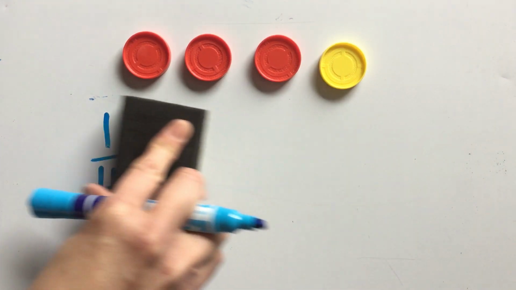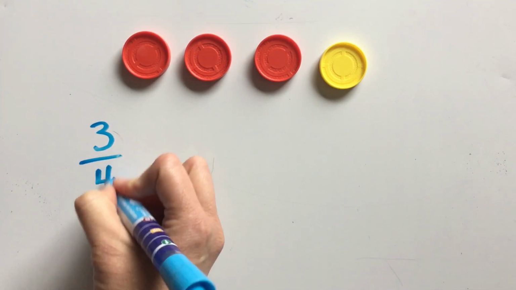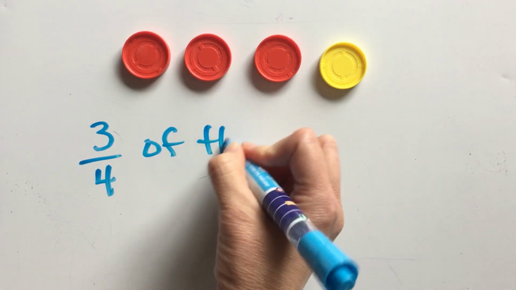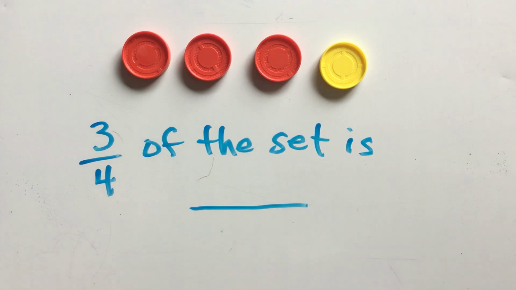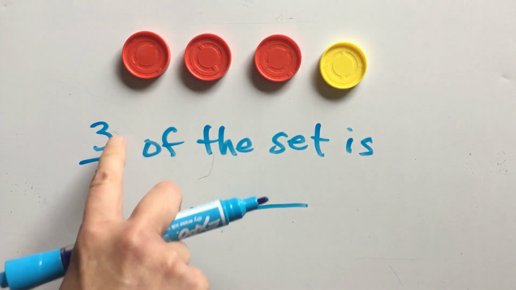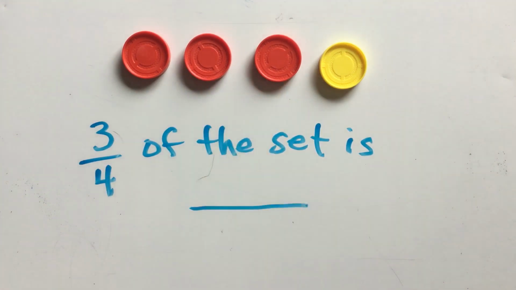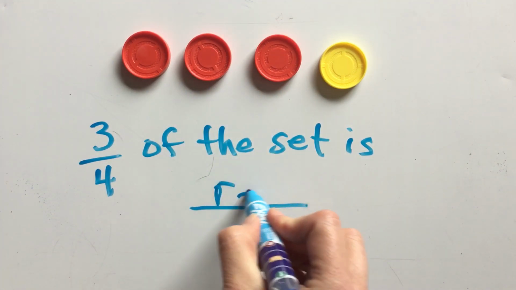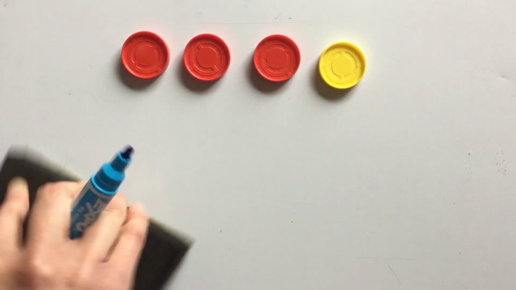Now I can write a different fraction statement for that. 3/4 of the set is what? Well, now we count. 3 is the number we're counting. 1, 2, 3. There are 3 red discs. So I would say red. 3/4 of the set is red. Okay?